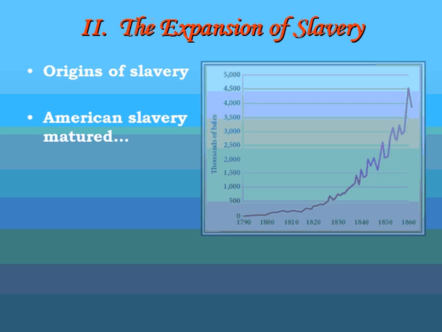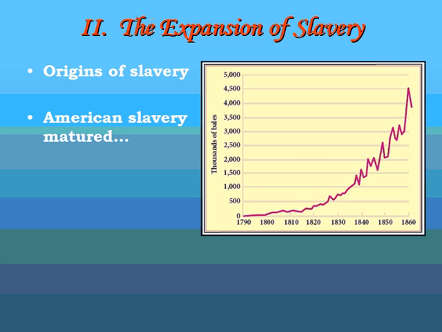So we're going to talk about slavery. Slavery originated in the 13 colonies in the Chesapeake and Virginia and Maryland, and it expanded into South Carolina. American slavery is going to mature on the cotton plantations of the Deep South. And you can see the graph shows the explosion of cotton production in the 1800s.